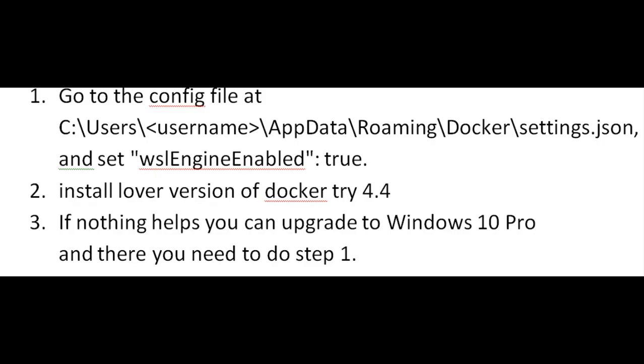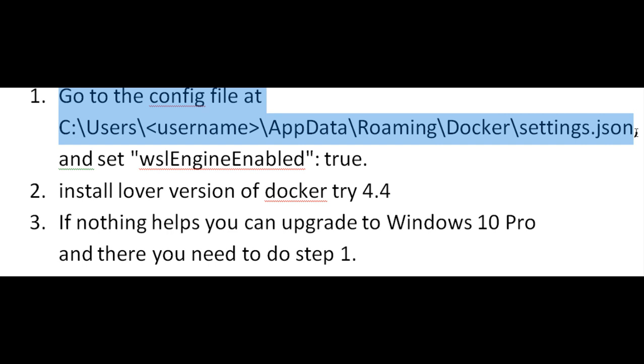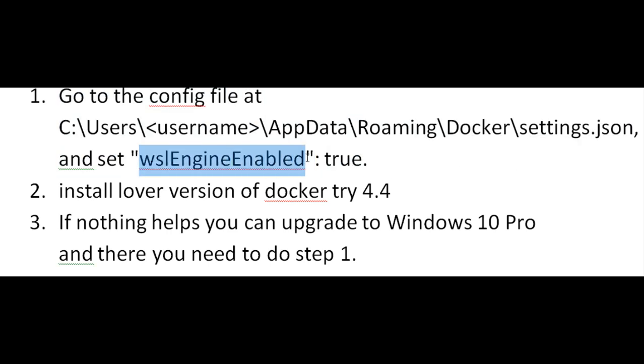First, go to the config file at C:\Users\username\AppData\Roaming\Docker\settings.json, and set wslEngineEnabled to true, as Docker support recommended.